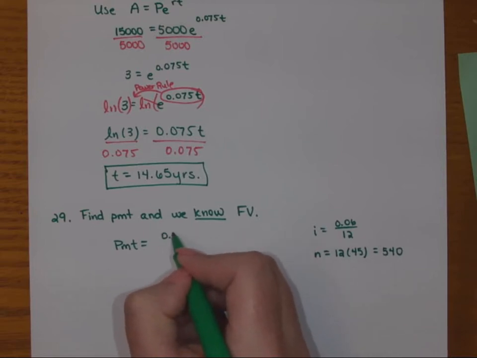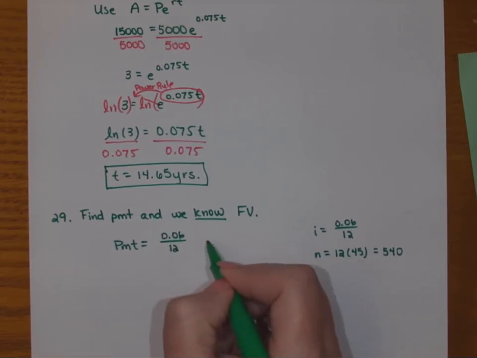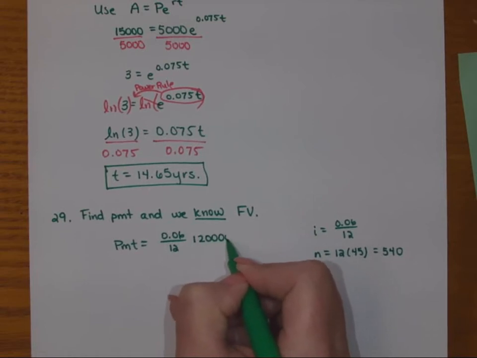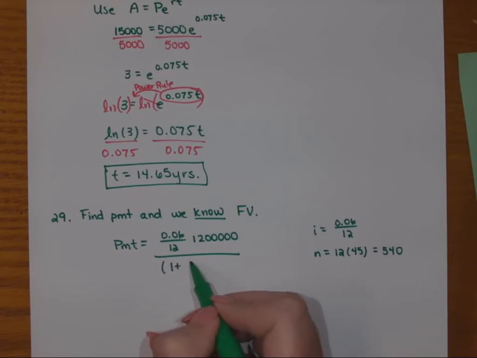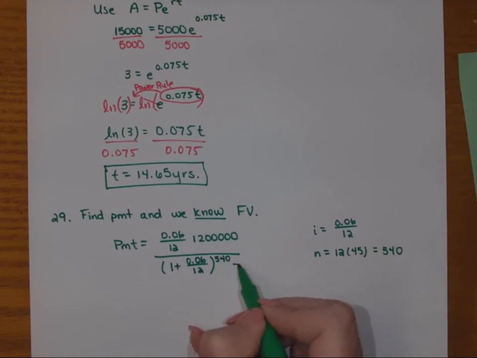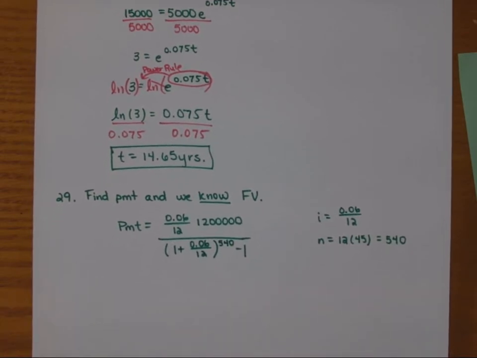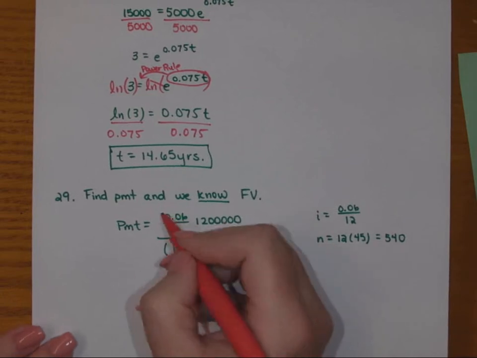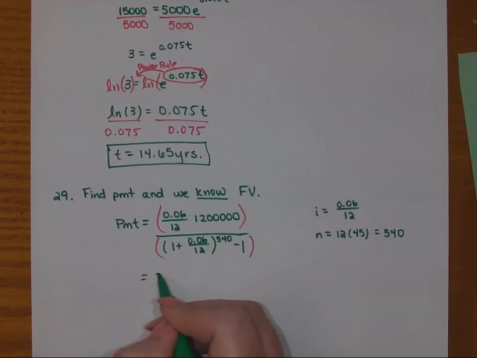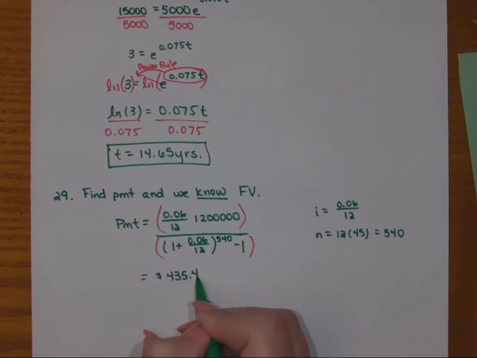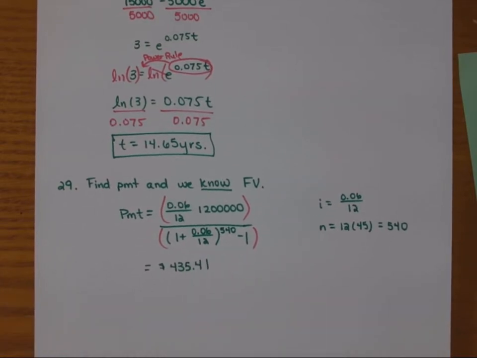So we've got 0.06 over 12. And then we've got 1.2 million. That's 5 zeros. On the bottom, we have 1 plus the same fraction to the 540th power minus 1. Okay, so just like we always do, we insert our own parentheses. And so she ends up that she needs to save about $435.41. If you're surprised by how small that is, just know that she's earning 6% interest and she's saving it for a long time, right, for 45 years.